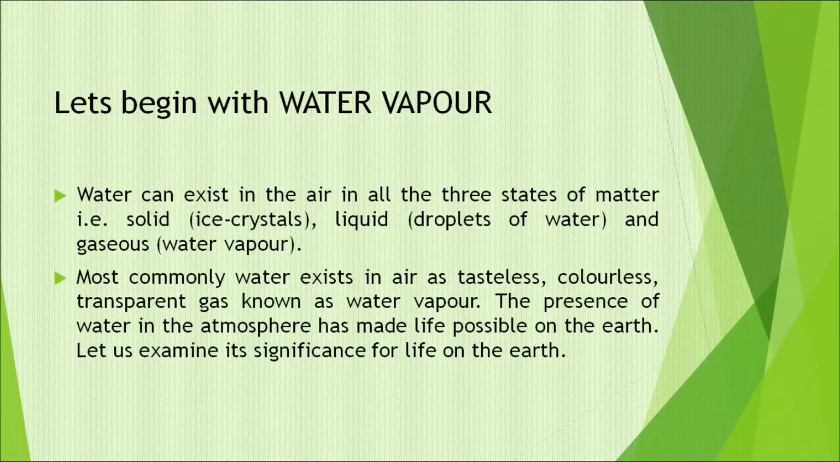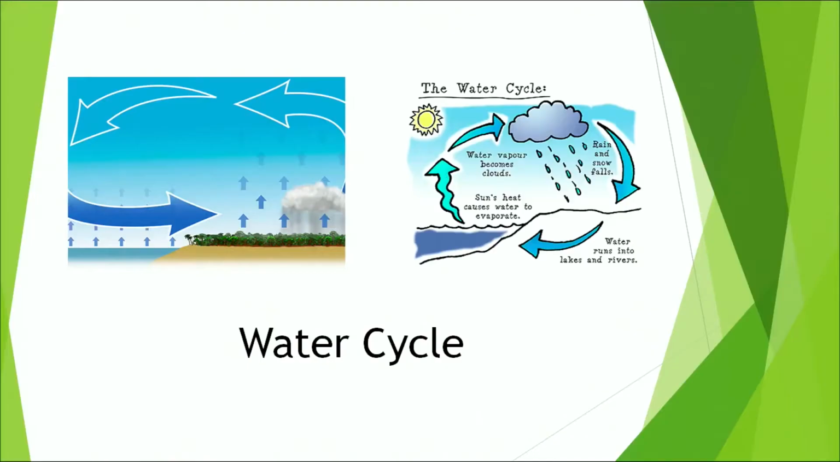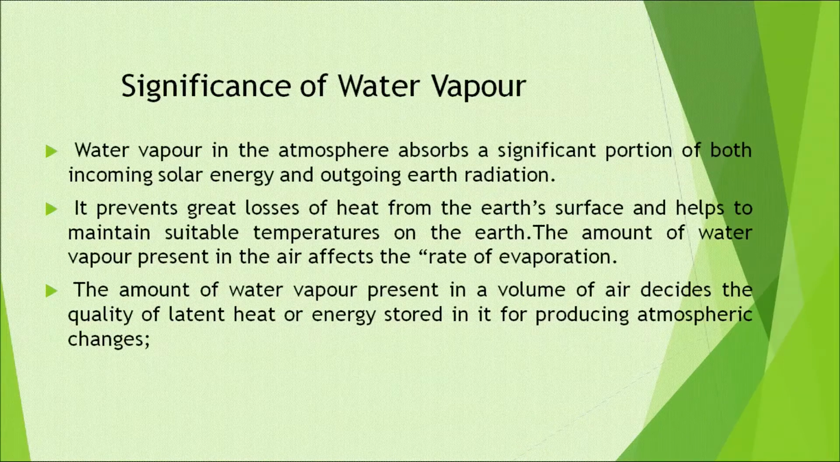The presence of water in the atmosphere has made life possible on the earth. Let's examine its significance for life on earth. Look at this picture which depicts the water cycle, how water evaporates from the earth, goes back to the atmosphere, and condensation happens, which leads to precipitation. Water vapor in the atmosphere absorbs a significant portion of both incoming solar energy and outgoing earth radiation. It prevents great losses of heat from the earth's surface and helps to maintain suitable temperatures on the earth.